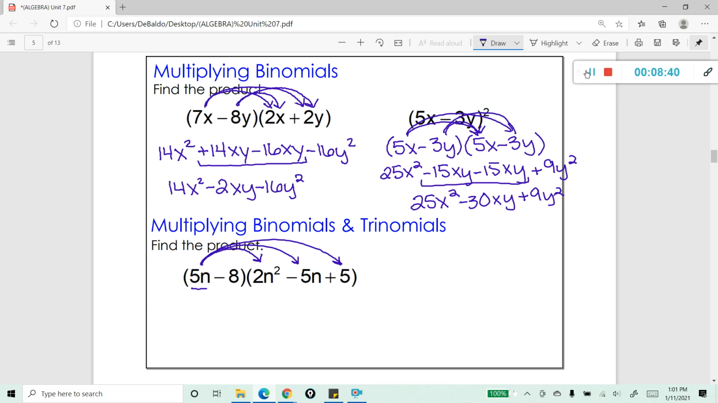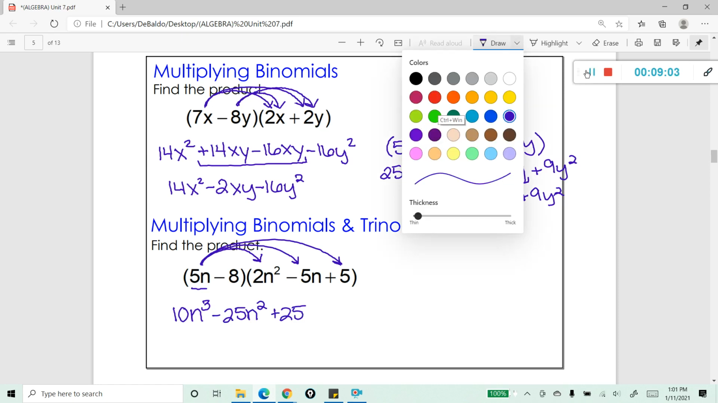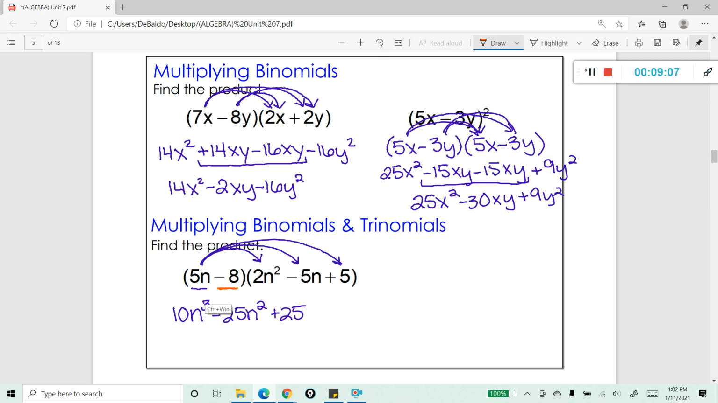So let's do this. 5n times 2n squared is 10n cubed. The second term would be 5n times negative 5n would give us negative 25n squared. And the third term would be 5n times 5 gives us positive 25. Now I'm going to go ahead and choose a different color just so you can see the difference. Now I'm going to go ahead and take negative 8 and I'm going to also distribute it into all three terms. So negative 8 times 2n squared gives us negative 16n squared. Negative 8 times negative 5n gives us positive 40n. And negative 8 times positive 5 gives us negative 40.